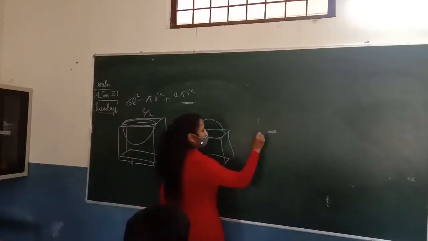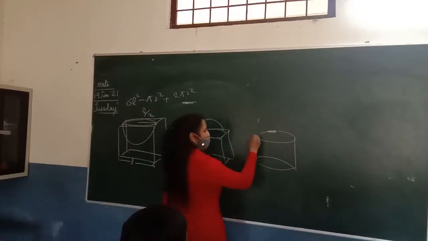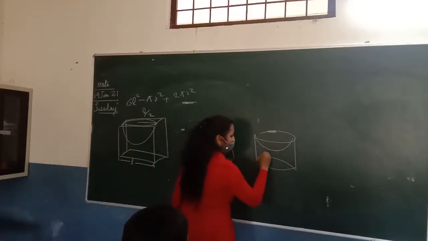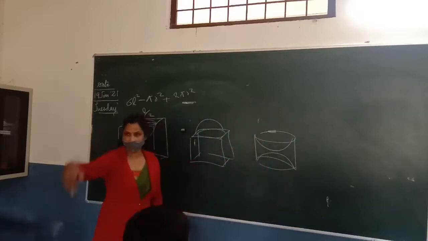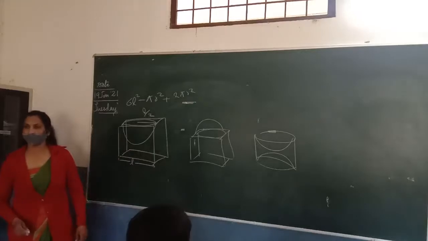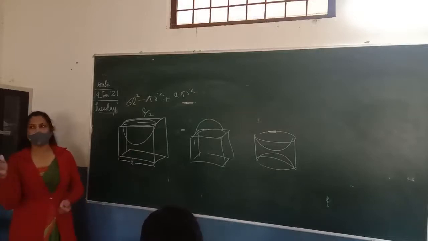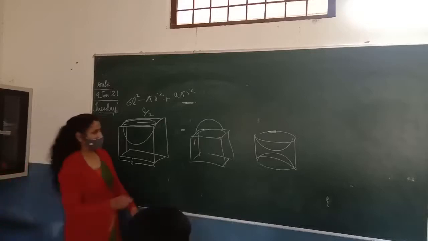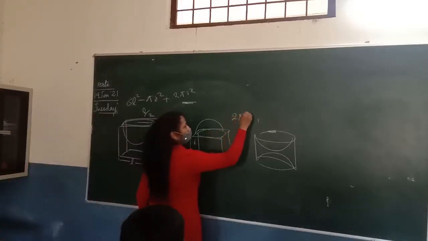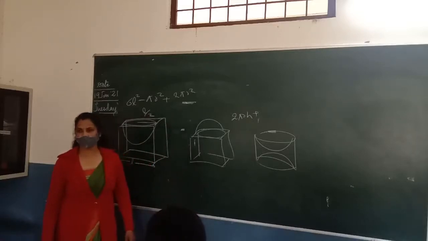One more question. This is a cylinder, and we make two hemispherical depressions here, on both the sides. So what should be the total surface area of this figure now? Just imagine you are provided with paint and you have to paint the figure. So what are the areas? Curved surface area of cylinder, that is 2 pi rh, plus total surface area of sphere.